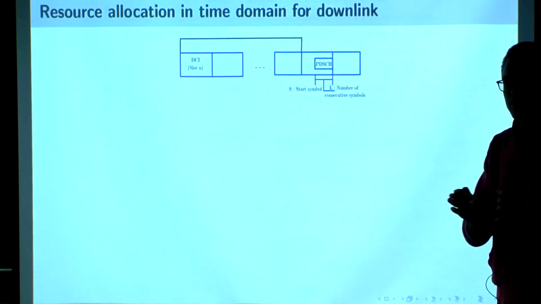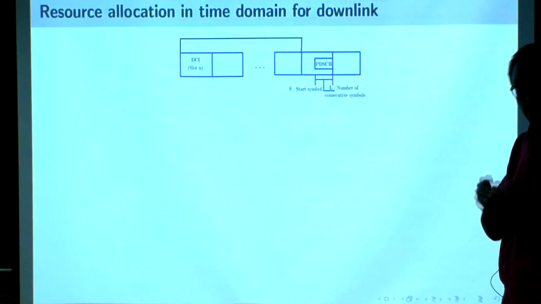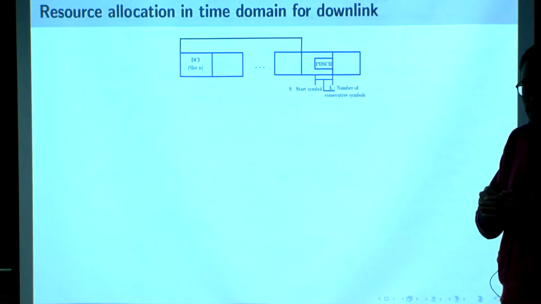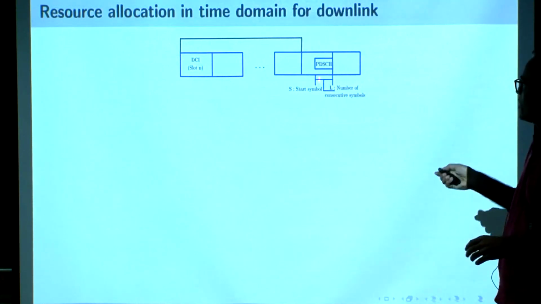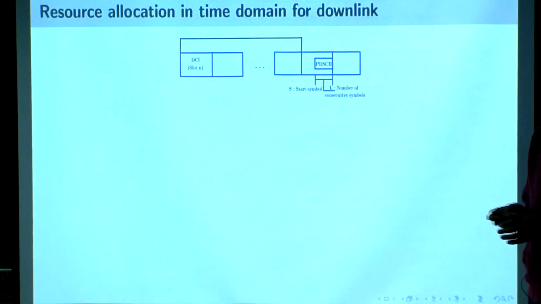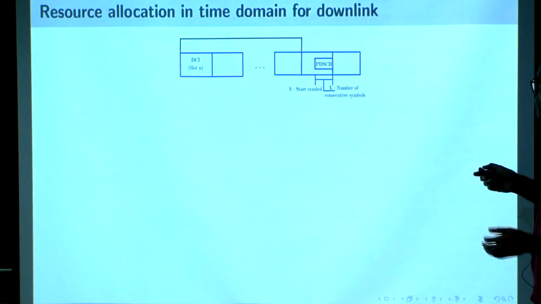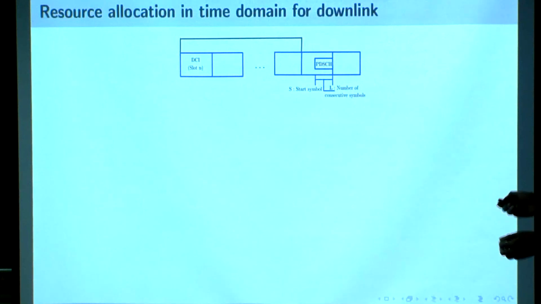Most of the time, DCI comes along with data in the same slot, but it is not guaranteed that DCI and data will come together. As I said, it can come in advance. And what are we looking at? We are looking at this time domain allocation. What is the time domain? What are the units which we have? Symbols, right?